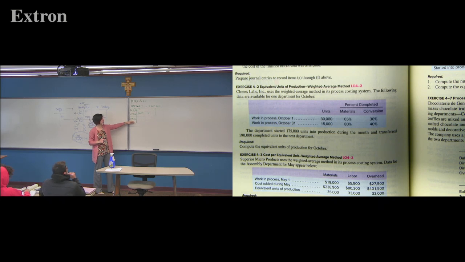Okay. Now, look at the percentages of completion. Let's see who was awake on this dreary Monday. Do I need to concern myself with the percentages of completion for the beginning units? No. Ignore 65 and 30. If you have a book, cross them out. I don't care if you cross them out.